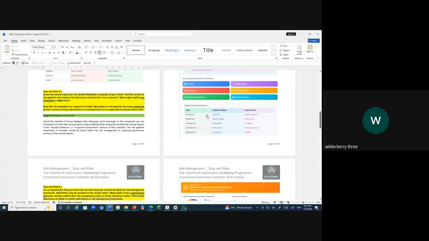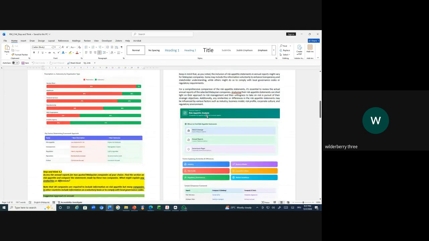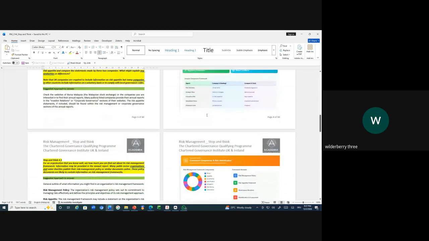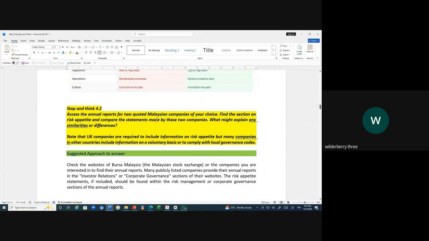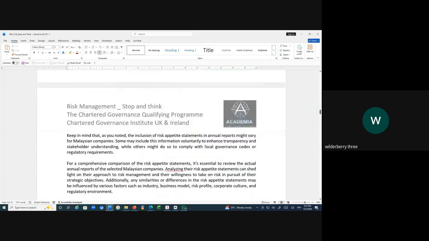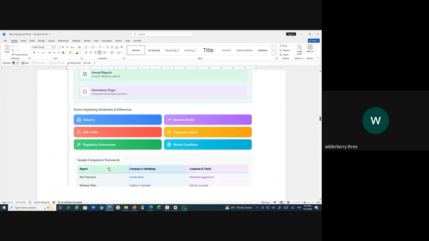Do I have an answer here, or no? Give me a second. Should have. Note UK requires including and so on. Where to find stock exchange annual report governance pages?